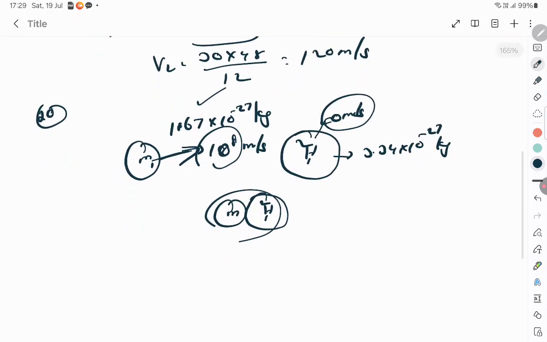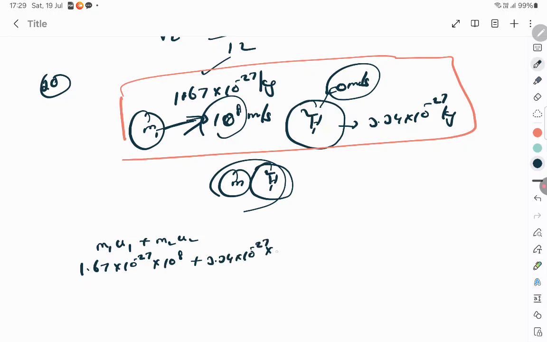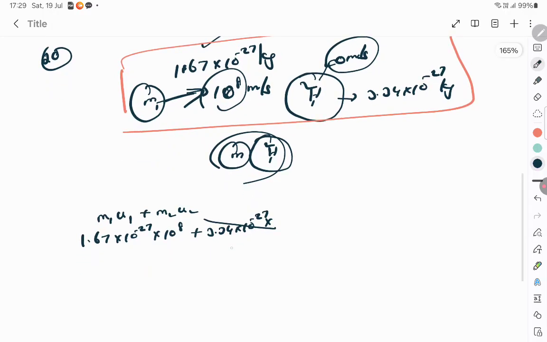Initially, this is the initial velocity. Do you know the masses and the velocities? Let's write the initial momentum, which is m1 u1 plus m2 u2. m1 is 1.67 into 10 to the power minus 27 into its velocity 10 to the power 8, plus m2 is 3.34 into 10 to the power minus 27 into its velocity 0. So this goes away. That's the sum of the initial momentum, which will be equal to the final momentum.